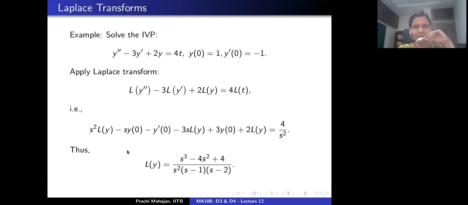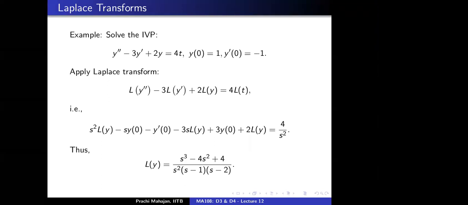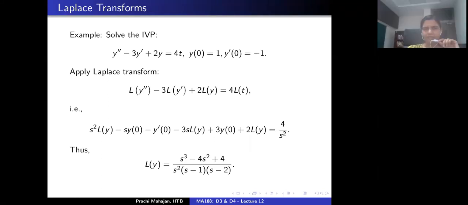And then one can read the Laplace transform of y here as this rational function: s cube minus 4s square plus 4 by s square times s minus 1 times s minus 2. So now the question is to find the inverse Laplace transform of this rational function so that one can write down the function little y. So how do we compute the inverse Laplace transform in this case? Partial fractions. That is, use the partial fraction decomposition.